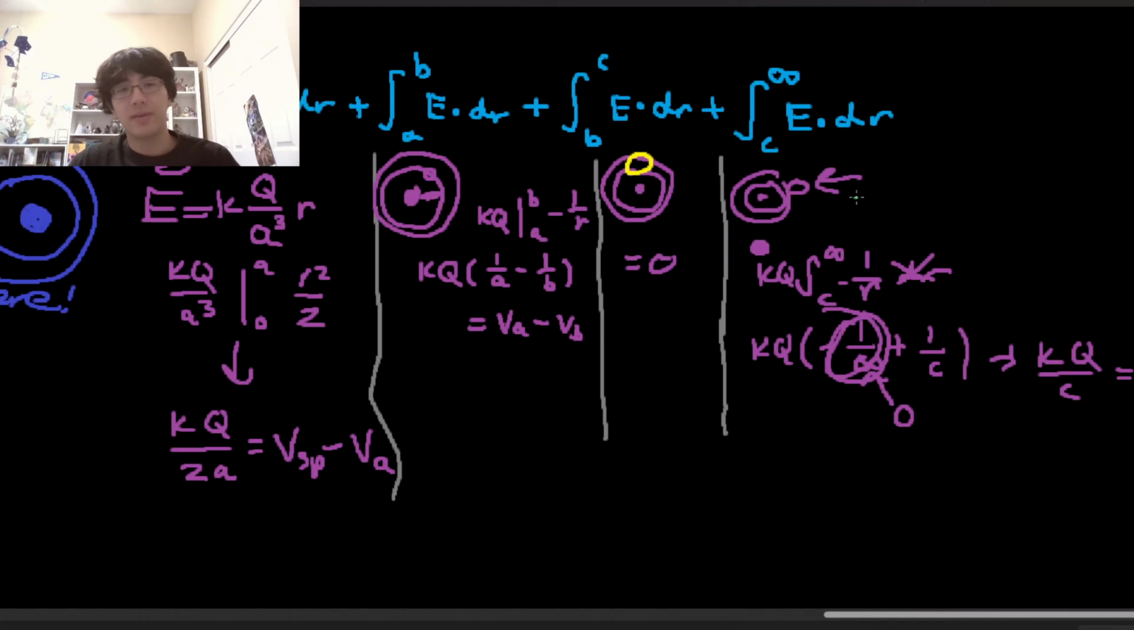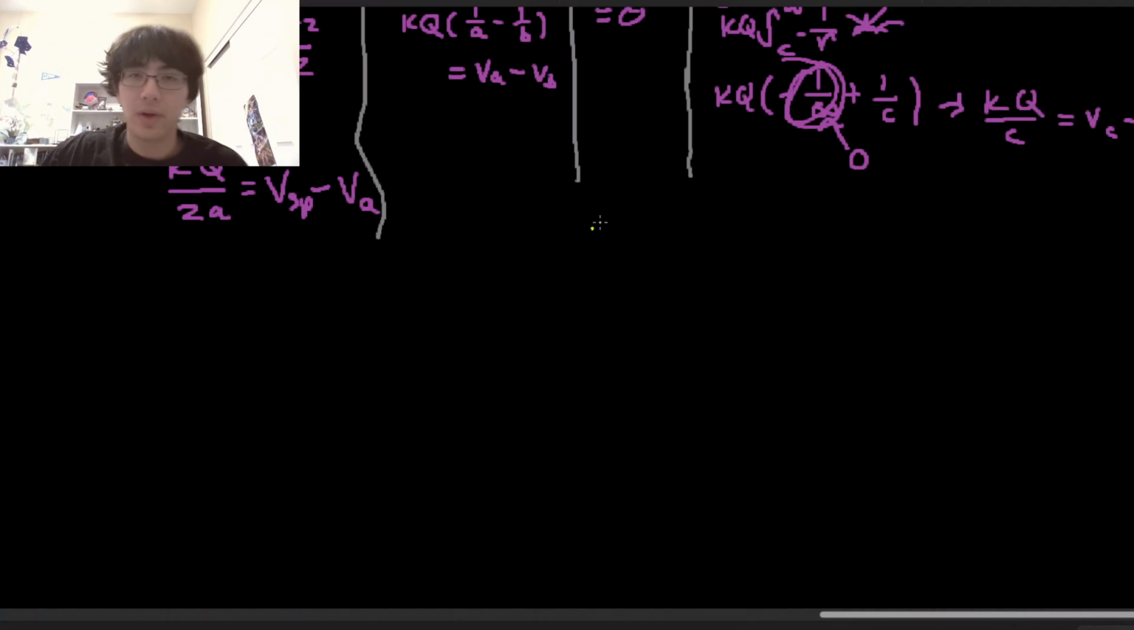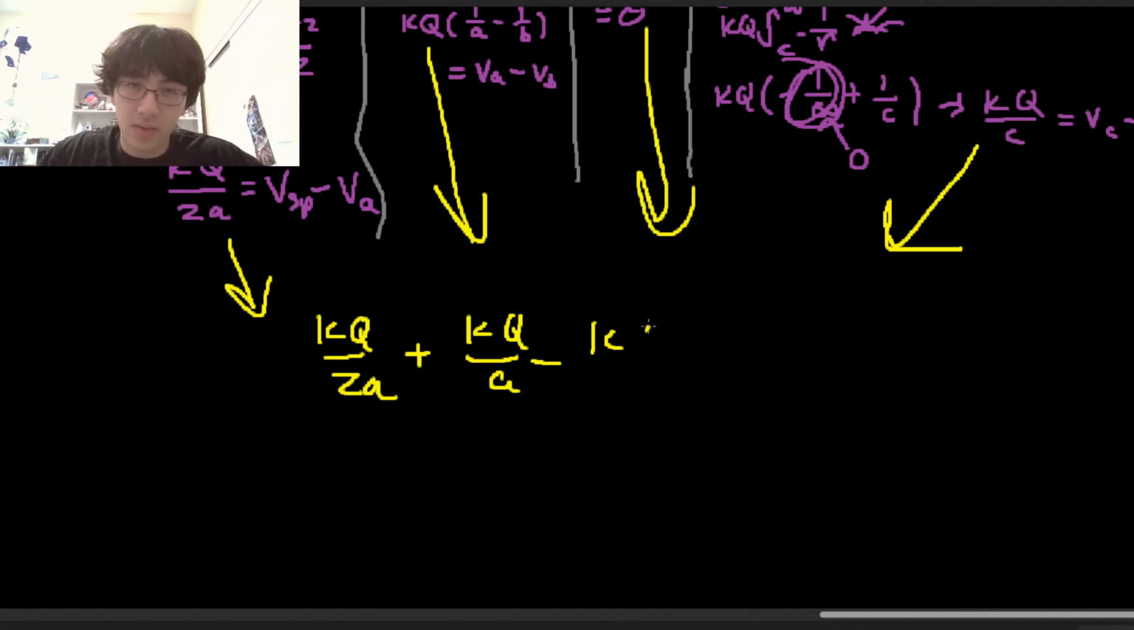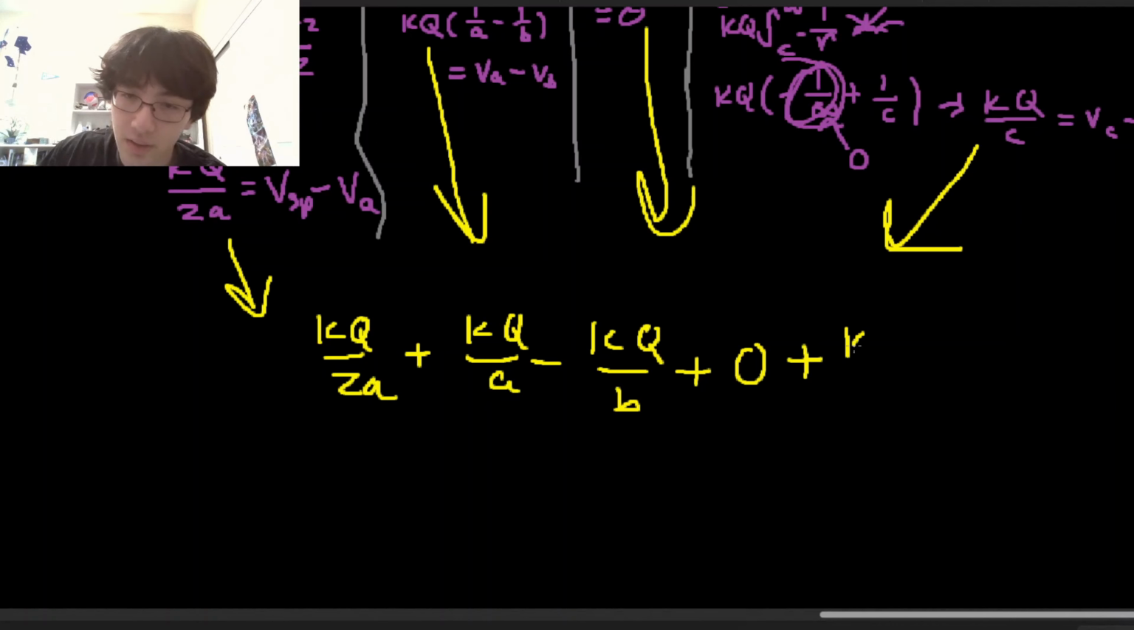Okay, so the heavy lifting is done now. Now all we have to do is combine all the integrals back together, because what we did initially is we split up the integrals and now we just put them back together. I'm going to use a bright yellow color for this, just so it's painful to see. The first potential we got is KQ over 2A. The second integral is KQ times 1 over A minus 1 over B. That can just become KQ over A minus KQ over B. The third integral is 0. The fourth integral was KQ over C.